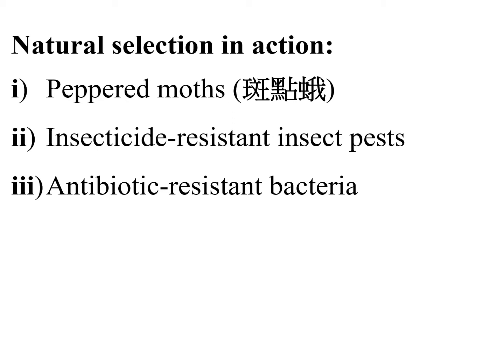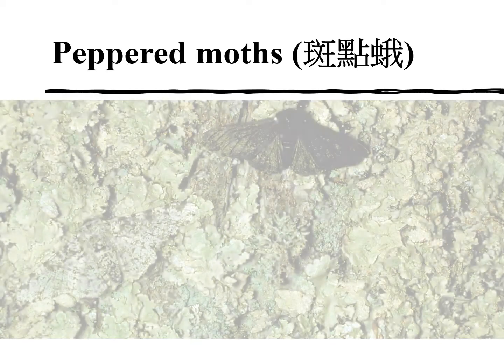In this video, I'm going to introduce you 3 examples of natural selection. The first one is peppermorph, 斑點蛾. The second one is insecticide-resistant insect pest. The third one is antibiotic-resistant bacteria. Let's take a look at the peppermorph first.